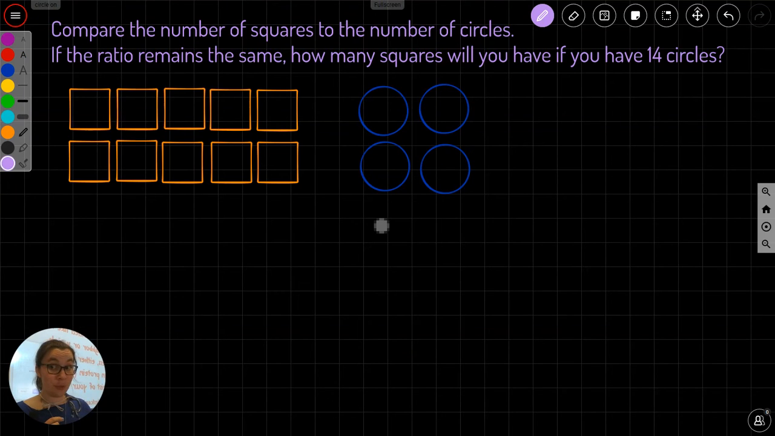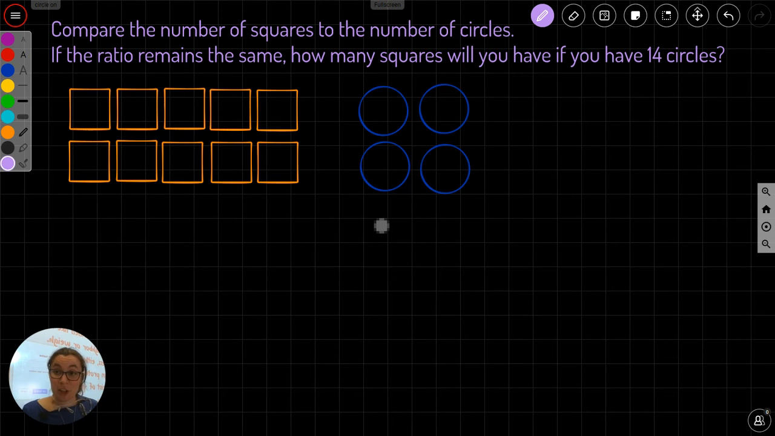This is example 3 of lesson 1.1, ratios. We are talking about the number of squares and the number of circles I have here. If the ratio between squares and circles remains the same, how many squares will I have if I have 14 circles? So, first, we need to determine the ratio of squares to circles.